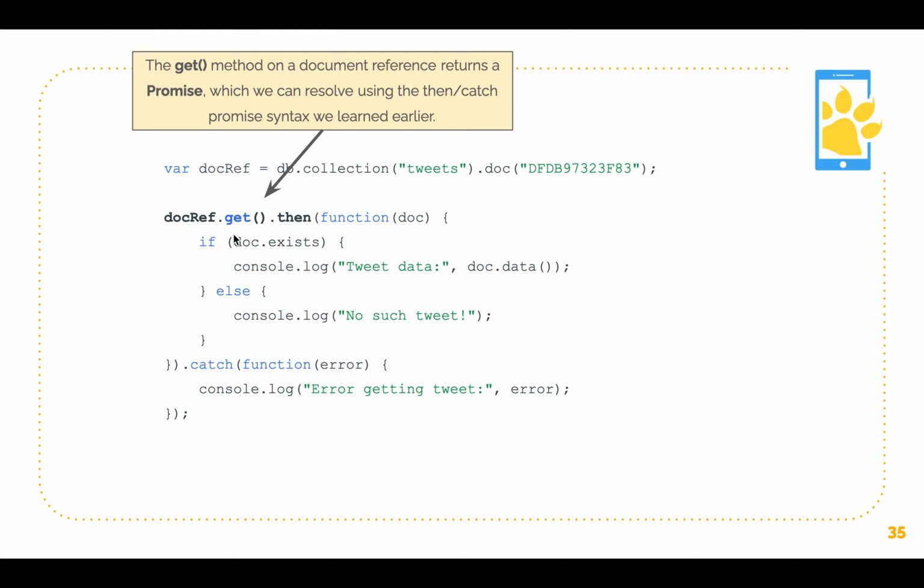Then we can call the get method on the docref, which will return a promise. And what we can do with this promise is we can resolve and catch it using our .then and .catch syntax.